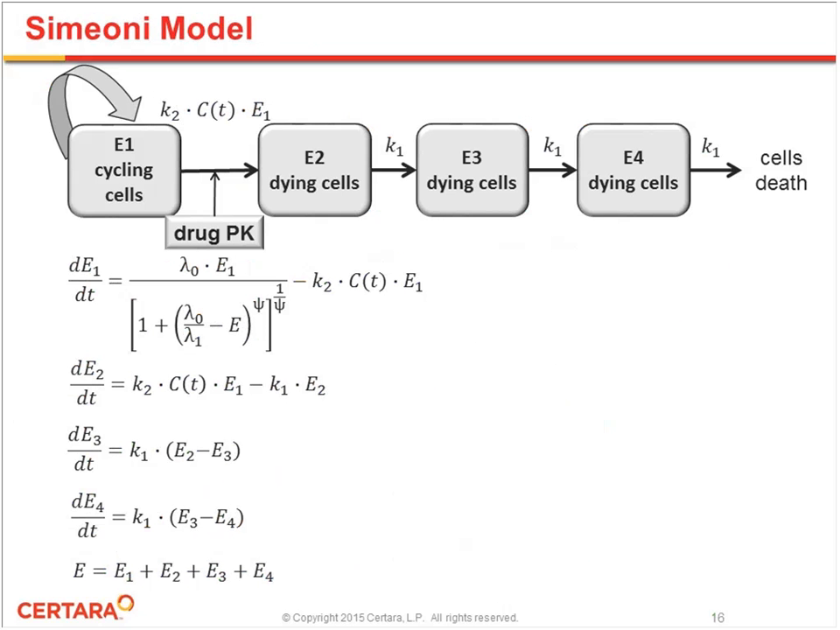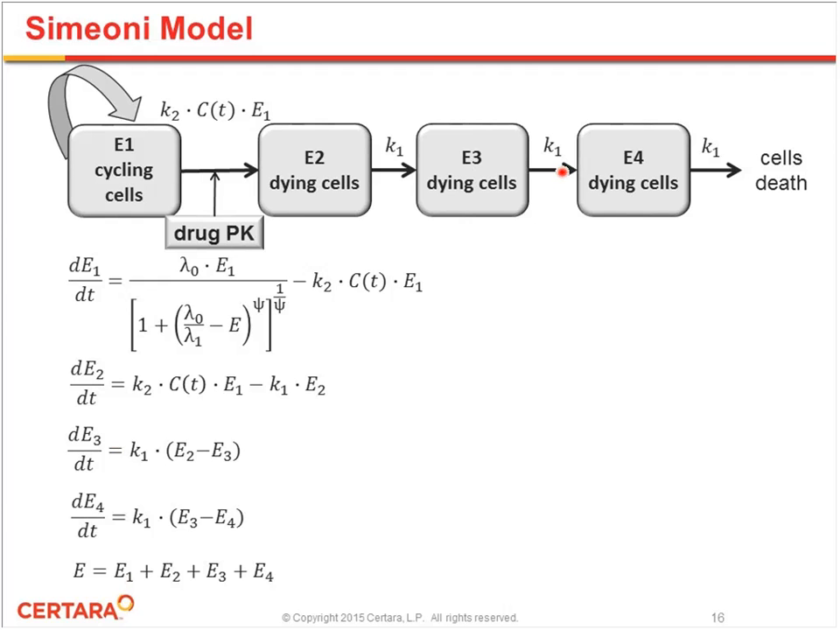Here, E1, E is the total volume, right? So that is actually our measurement. This is our effect, that is our response that we are modeling. This is the measured tumor, the predicted tumor volume. But we say the predicted tumor volume is a sum of all cell populations, the cycling cell population as well as the dying cells, right?